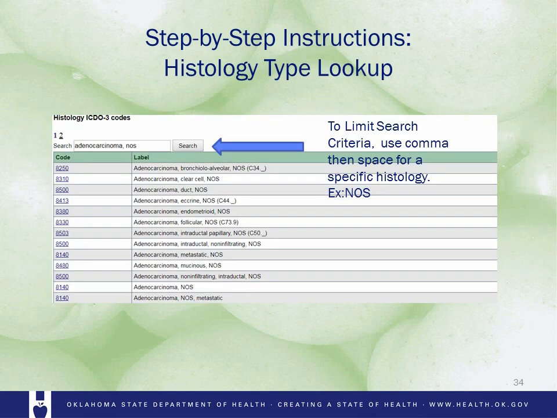Histological type lookup. Type in the type of cancer in the search field, and it will pull up any histology codes that match your term. As seen here, there may be other synonyms listed for the same histology. To limit search results, use a comma after the histology, then space for specific histology. For instance, for adenocarcinoma, NOS, type in adenocarcinoma in the search bar, then comma, then space, NOS to get this specific histology. Please note, for hematopoietic and lymphoid neoplasms, go to Section 2 in the Web Plus manual for further instructions on coding histology for these types of tumors.